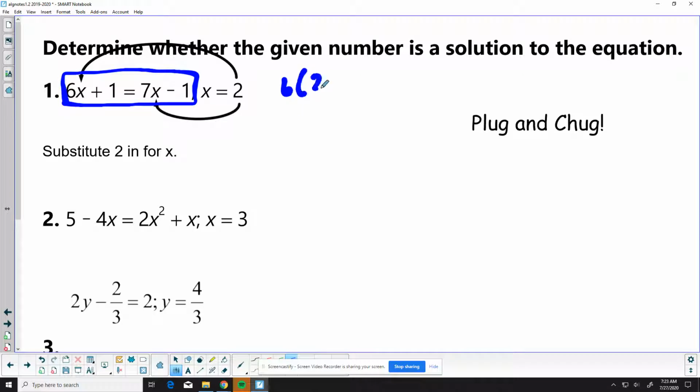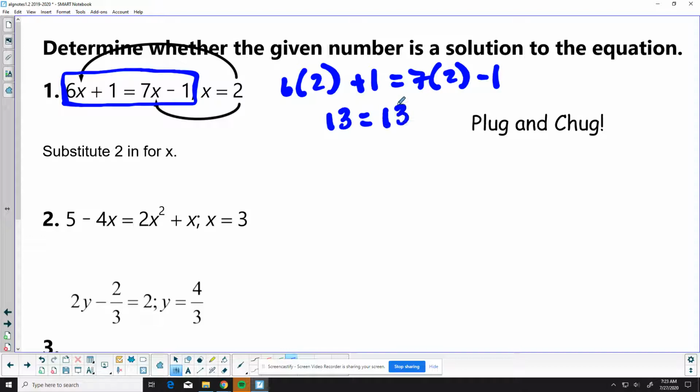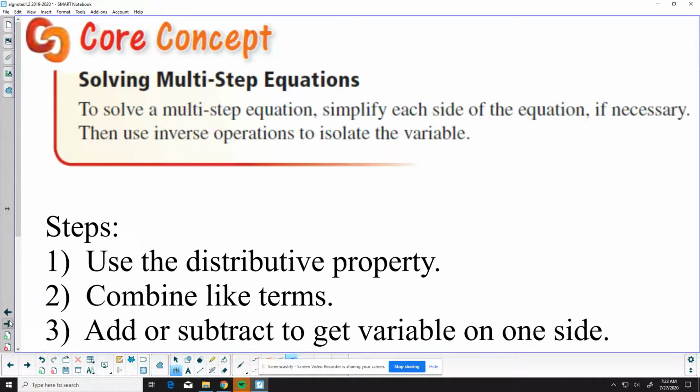So 6 times 2 plus 1 equals 7 times 2 minus 1. So you can use your calculator here. That'd be 13. And 14 minus 1 is also 13. So that means that 2 is indeed the solution. So yes, 2 works. Now, if you would have come up with like 10 equals 13, then that would have been a no. That doesn't work. Okay, so you have a couple of those in your homework.